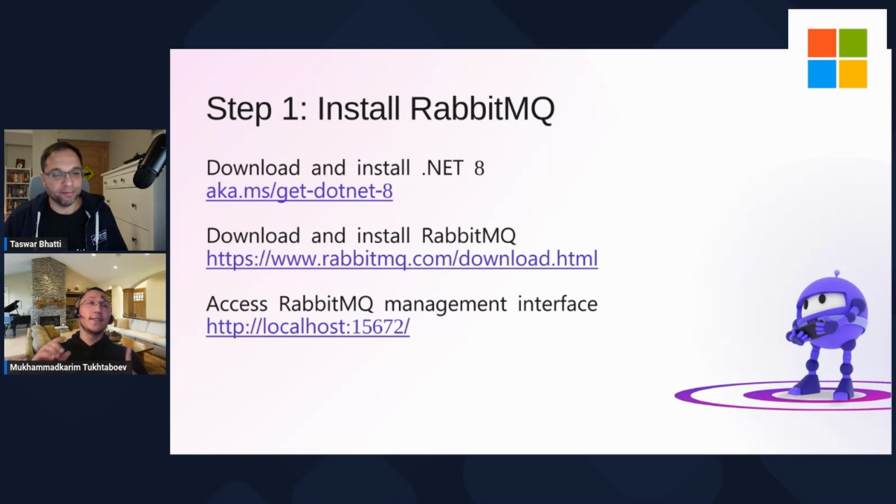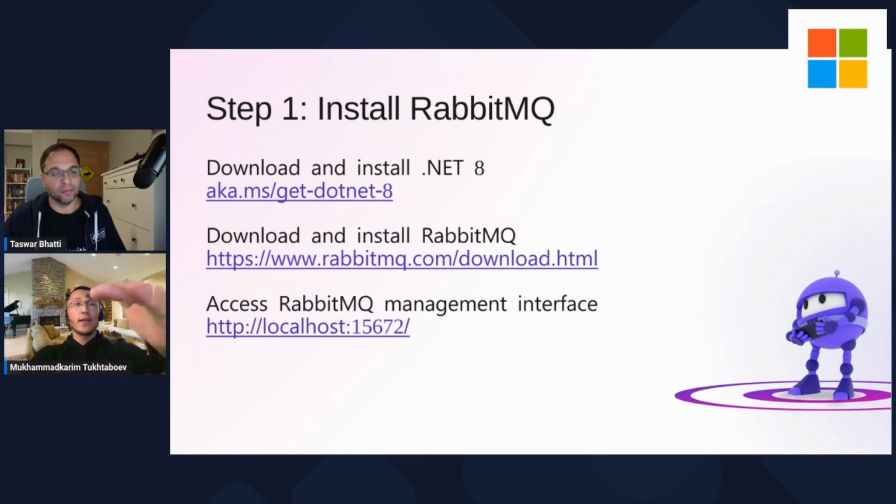First of all, we need to download and install .NET 8, the latest version of .NET, using this link, and download and install RabbitMQ. I need to mention one thing before that. If you are going to use RabbitMQ, you need to install the Erlang programming language, because Kafka is written in Java and Scala, while RabbitMQ was created in Erlang. RabbitMQ is based on Erlang. That's why we have to install the Erlang SDK.